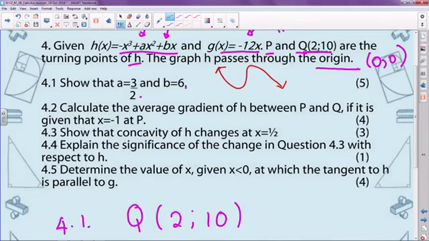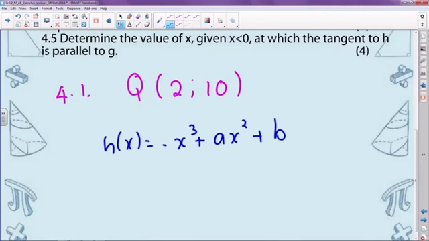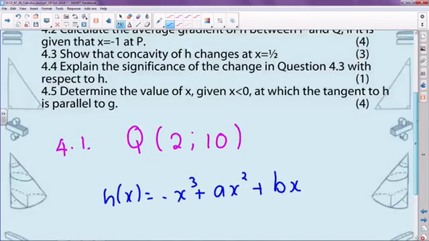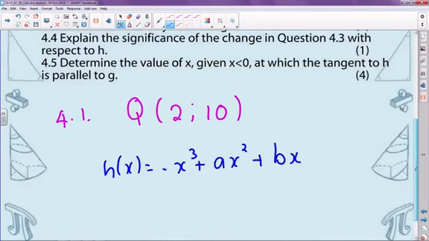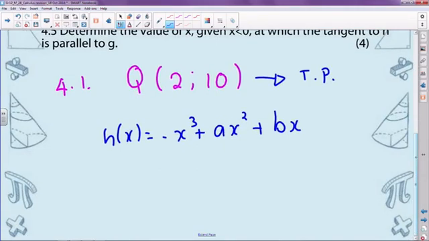And so we've got that point. We've got that h of x is minus x cubed plus ax squared plus bx. All right. So using the point Q, which is a point on the graph, and the turning point, I can set up simultaneous equations in the following way.